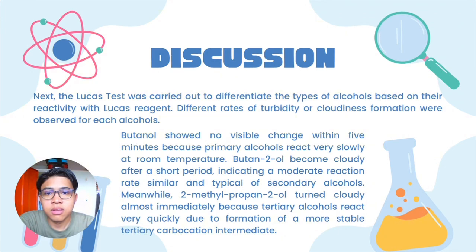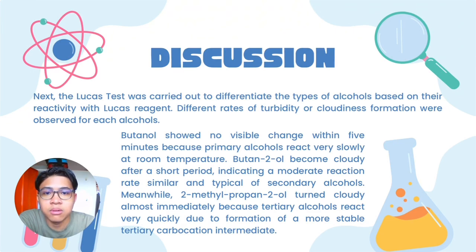Next, the Lucas test was carried out to differentiate the types of alcohols based on their reactivity with Lucas reagent. Different rates of turbidity and cloudiness formation were observed for each alcohol. First of all, butanol showed no visible changes within 5 minutes because primary alcohols react very slowly at room temperature. Second, butan-2-ol became cloudy after a short period of time, indicating a moderate reaction rate typical of secondary alcohols. Meanwhile, 2-methylpropan-2-ol turned cloudy almost immediately because tertiary alcohols react very quickly due to the formation of a stable tertiary carbocation intermediate.